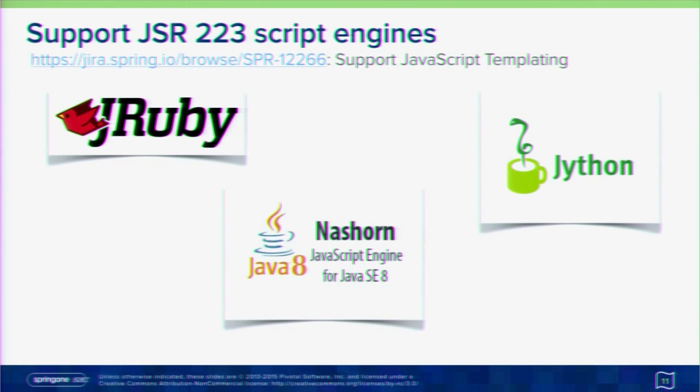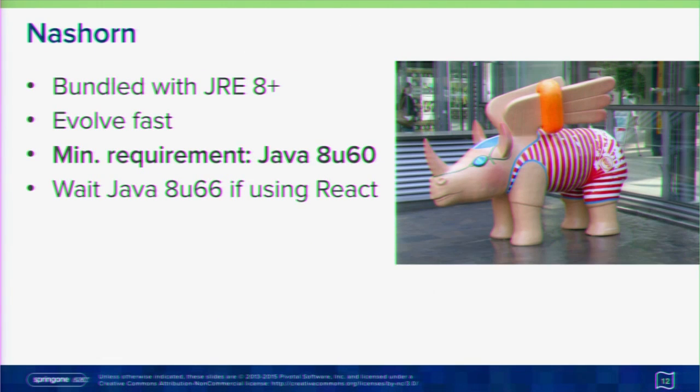Nashorn is the JavaScript engine bundled with Java 8. So with the script templating support, you can really use any Python and Ruby-based templating system. Even perhaps, I have not tried, but perhaps AsciiDoc support, you can try. But in this talk, I will focus on the JavaScript part, but feel free to test that with your favorite scripting technology. So let's talk a little bit about Nashorn.